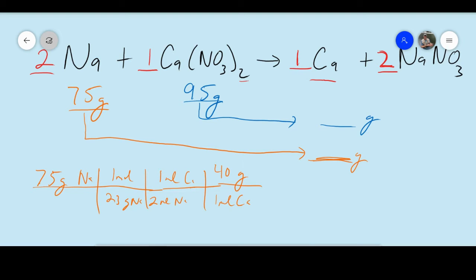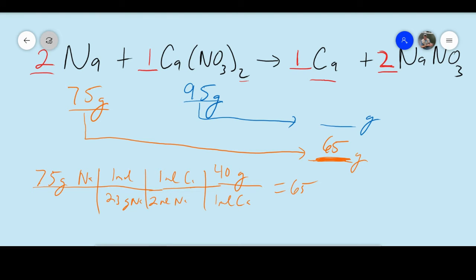Okay. So we punch that into the calculator, and we get 75 times 40, divided by, and put that in parentheses, 23 times 2, so that we make sure we do order of operations correctly on this, and we get 65 grams. So I'm going to put that here. And again, I'm being real sloppy with sig figs and stuff here, guys. I'm not focusing on all of that stuff, just for the sake of making sure we understand how to do this. So from 75 grams of sodium, I can make 65 grams of calcium.